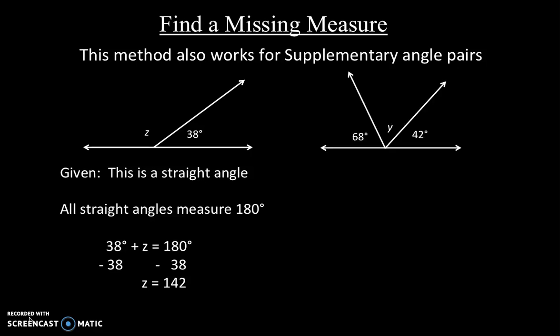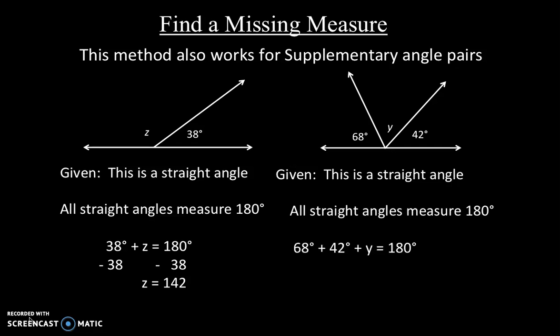Here's another example. Now we have three angles coming together. We still know this is a straight angle and that measures 180 degrees. Then we can add all three of these together, 68 plus 42 plus y equals 180. We can combine our like terms. 68 plus 42 is 110. Still plus y equals 180. Then we can subtract 110 from both sides and find that y, our missing angle, is equal to 70 degrees.